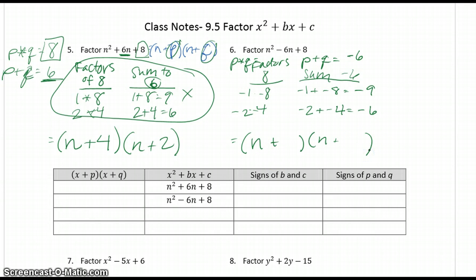Wait, so for the other one, you wouldn't have to do n squared plus 6n plus 8, you don't have to do the whole thing? You just have to do n plus 2 in parentheses and n plus 4 in parentheses. This is the factored form right here. I'm putting that equal sign there to say that it is equal to our original polynomial.